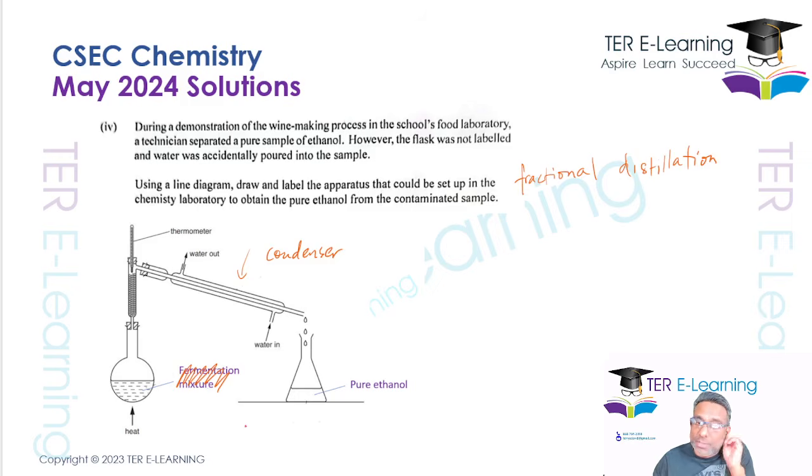You also need to make sure that the water enters from the bottom of the condenser and leaves from the top. We need to ensure that we label the thermometer, and the thermometer, if you notice, lines up right here where the vapor is going to enter the condenser. So what's going to happen if you have a mixture of water and ethanol? Ethanol is going to boil up first because it has a boiling point of 78. So we're going to collect the pure ethanol on this side here. A simple diagram like this will suffice for the exam.